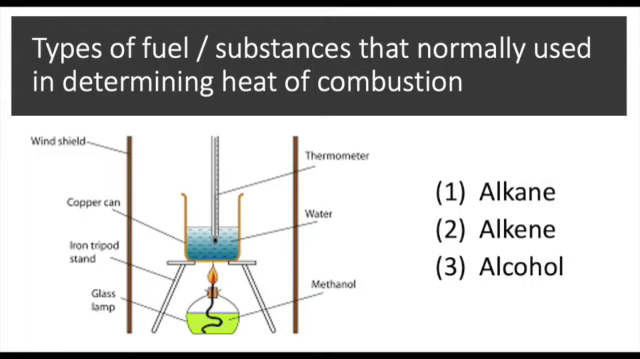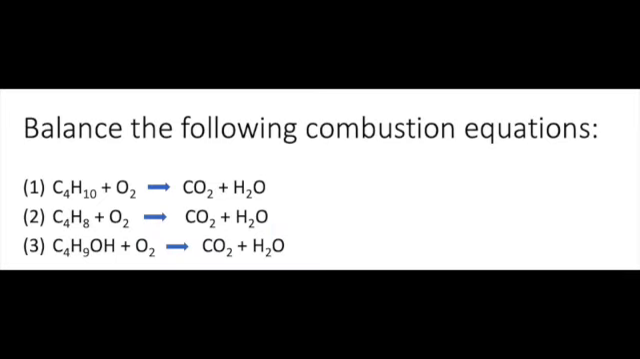Alright guys, what you can see on your screen now is a typical SPM question asking you to draw a functional diagram to give you 2 marks. And I also add in the 3 types of fuel or substance that can be used in determining the heat of combustion. They are alkane, alkene, or even alcohol. Okay, let's not think about the functional diagram already.